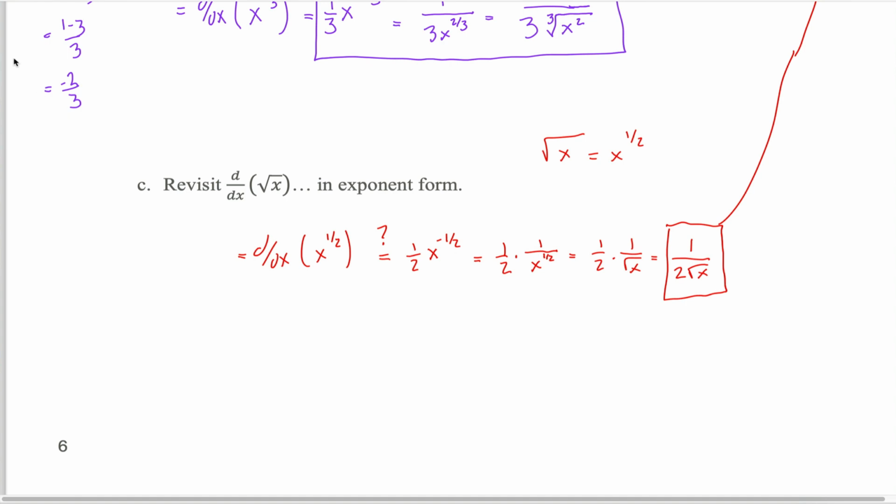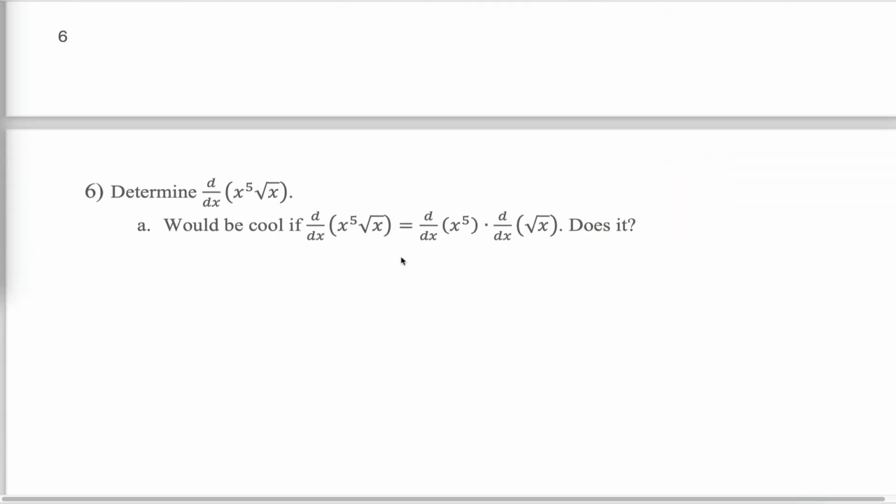Before I end this video, one more thing I want to show you. What if somebody asked you for the derivative of x to the 5th power times the square root of x? It would be really cool if the derivative of the product of these two things, x to the 5th times the square root of x, was just the derivative of the first thing, x to the 5th, times the derivative of the second thing, the square root of x.